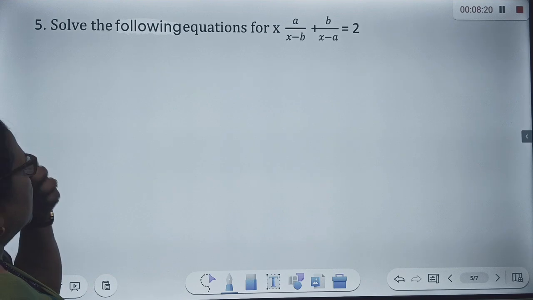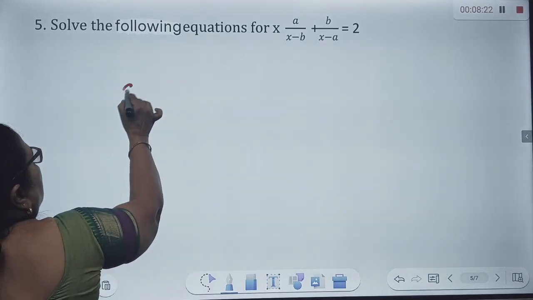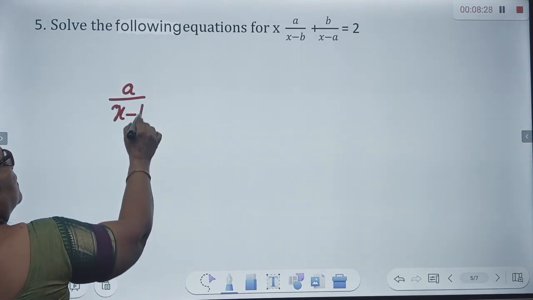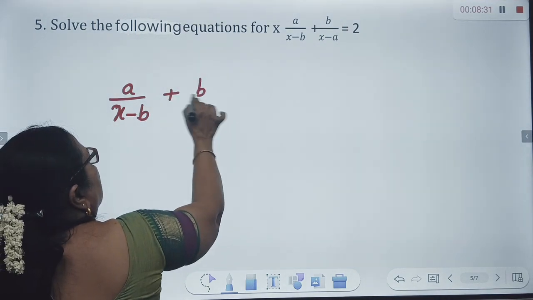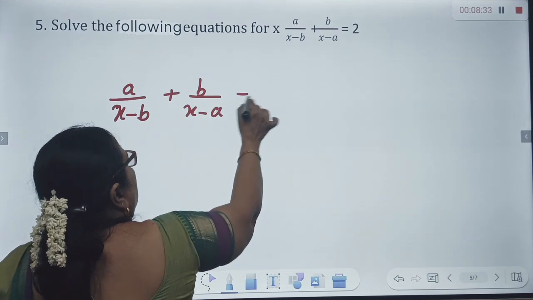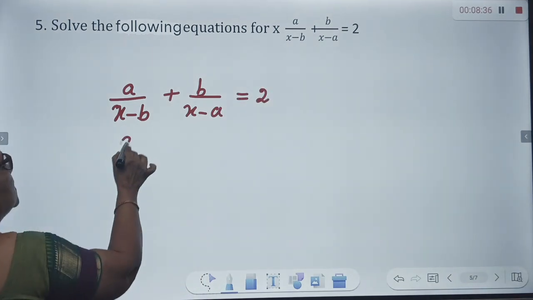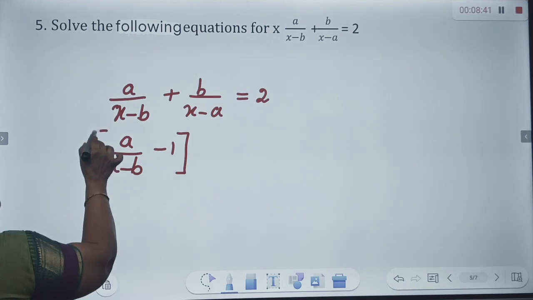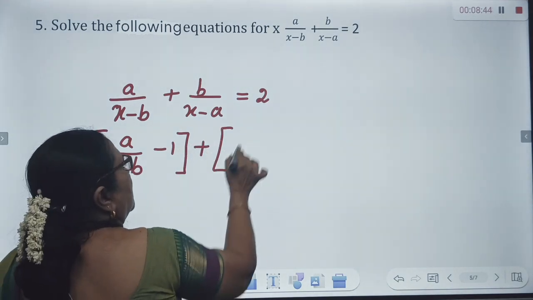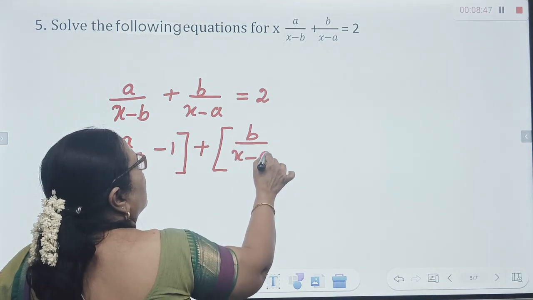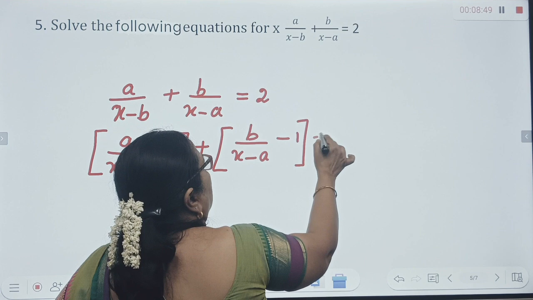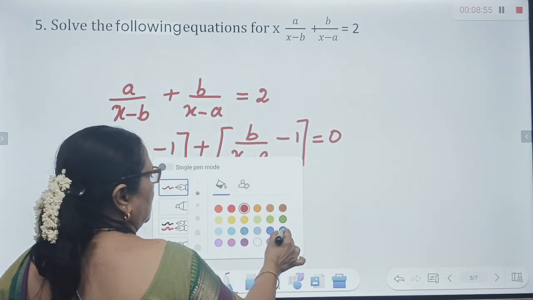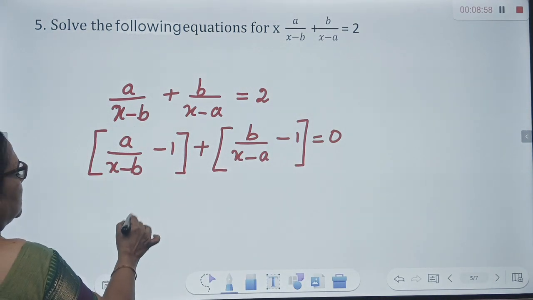Sometimes a little bit of technique can also help. So if you look at this problem, a by x minus b plus b by x minus a equal to 2, I am going to write this as a by x minus b minus 1 plus b by x minus a minus 1 equal to 0. So I brought this 2 to the left hand side. Now I am going to take LCM. So what will I get?